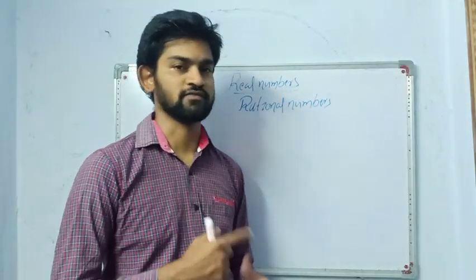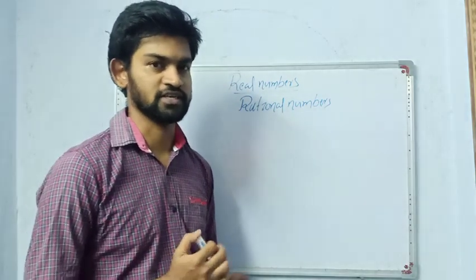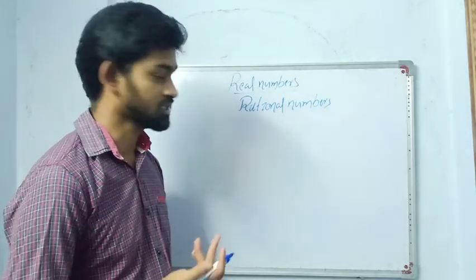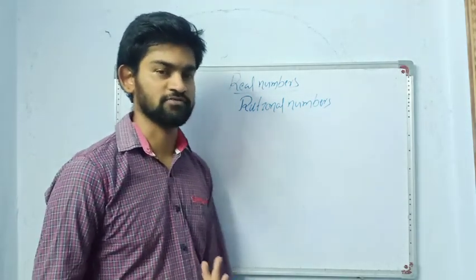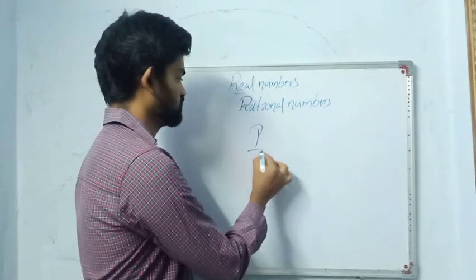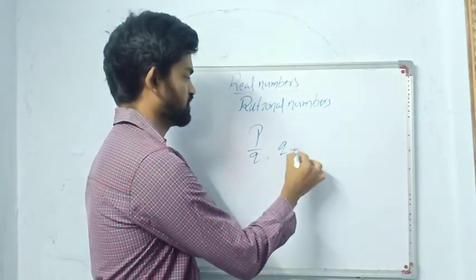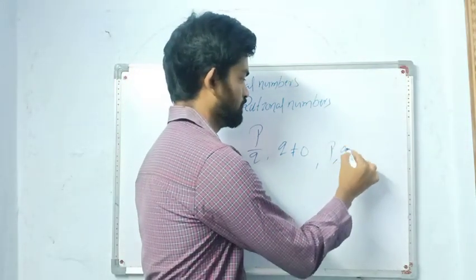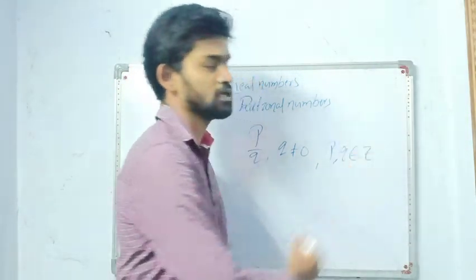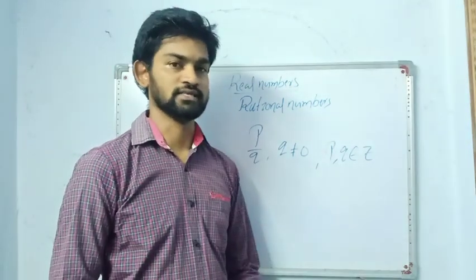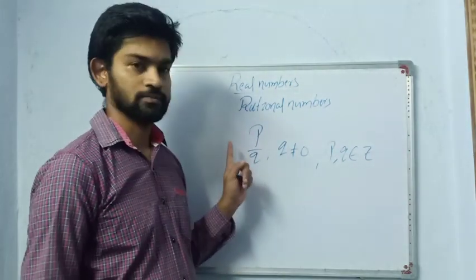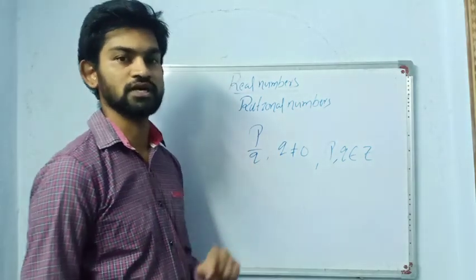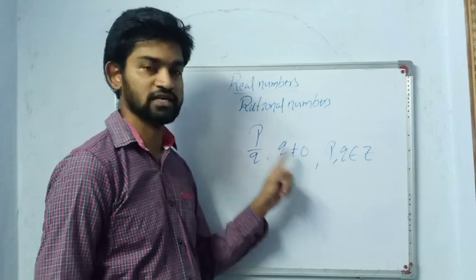Let us start with rational numbers. We'll revise the definition of rational numbers. So what is a rational number? A rational number is a number which can be expressed in the form of P by Q, where Q is not equal to 0 and P and Q belong to integers, Z for integers.